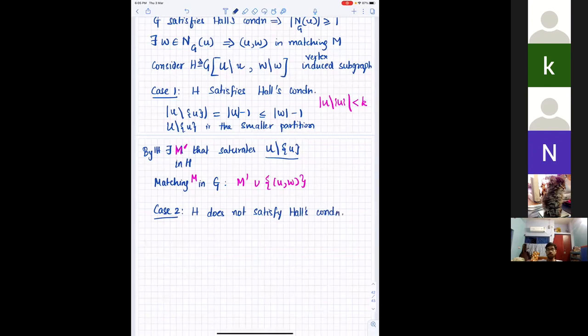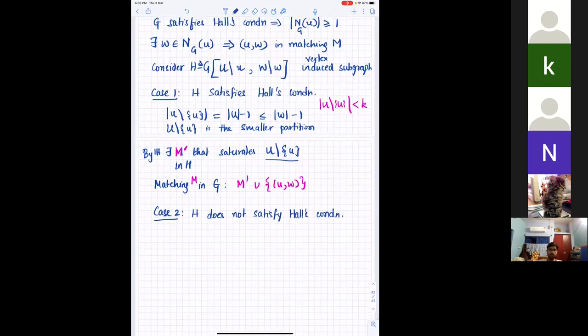Is this clear? The easy case. So this is the hard case.